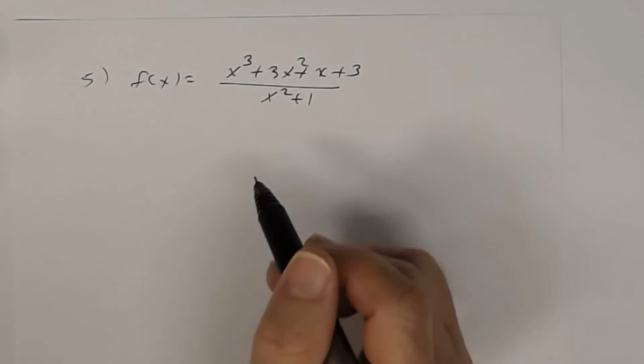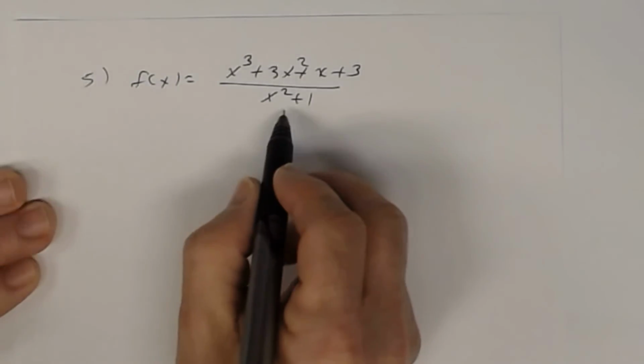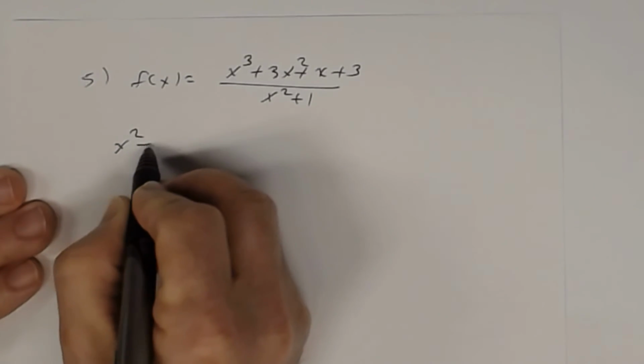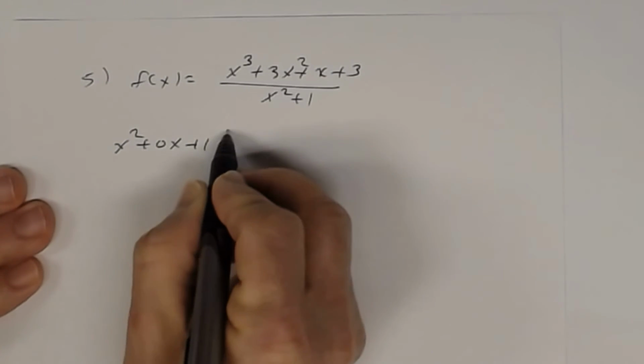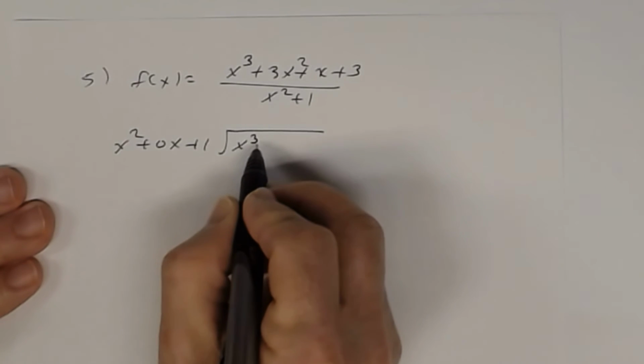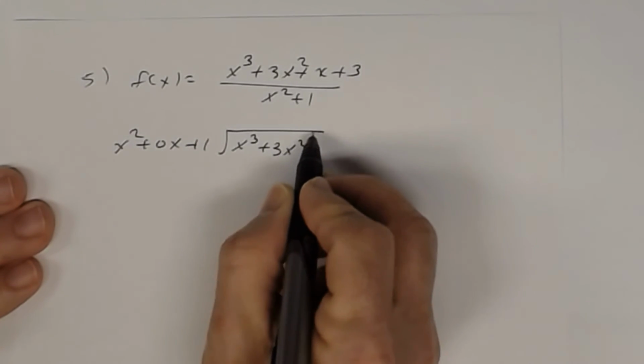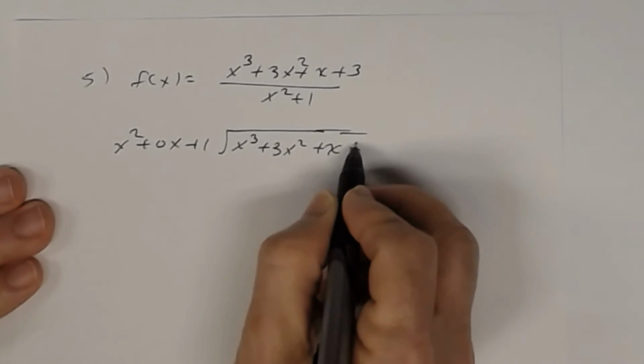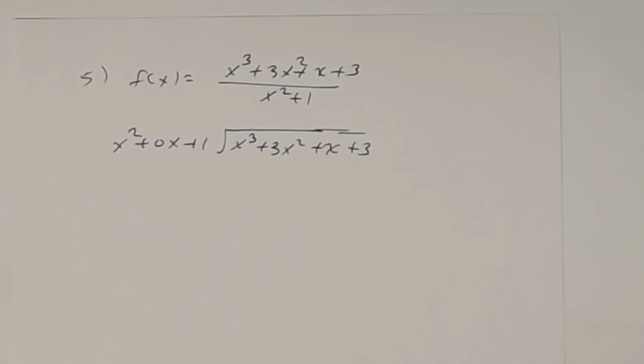Okay, so let's go ahead and find it. You can do long division. So x squared plus 0x plus 1 divided into x cubed plus 3x squared plus x plus 3. And now let's go ahead and do that long division.